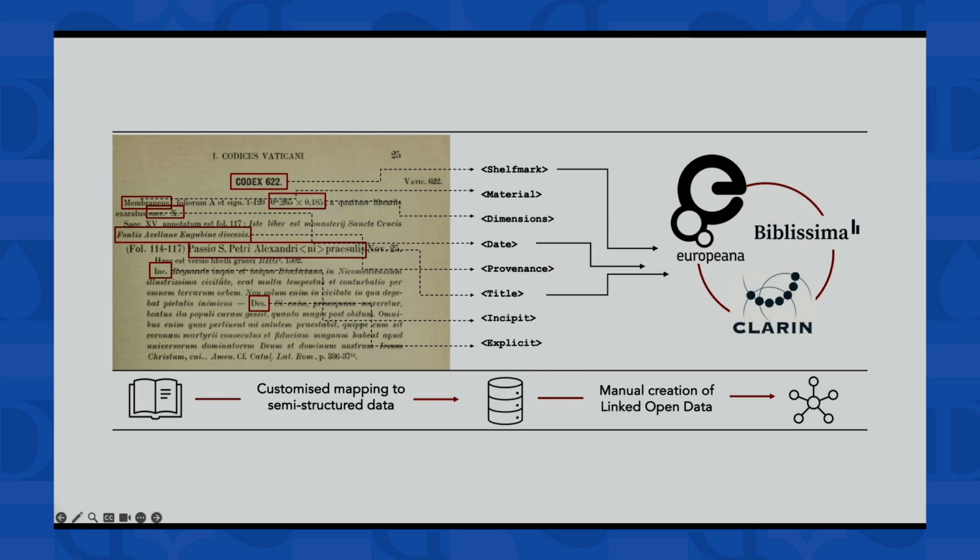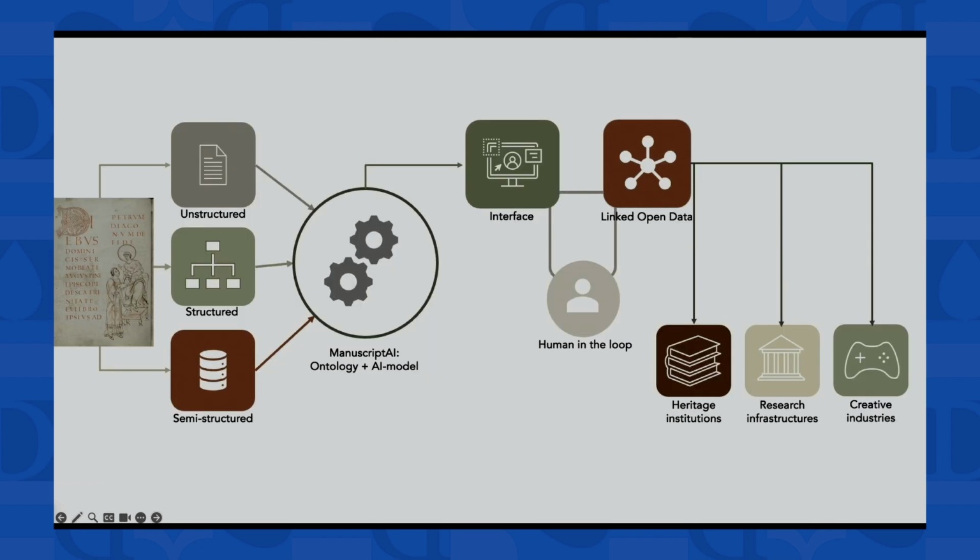The solution to integrate all catalogue data on medieval manuscripts as machine-readable linked open data is time-consuming and prohibitively expensive, especially for smaller libraries. The Manuscript AI proof of concept investigates whether the process of conversion of catalogue descriptions to linked open data can be automated.